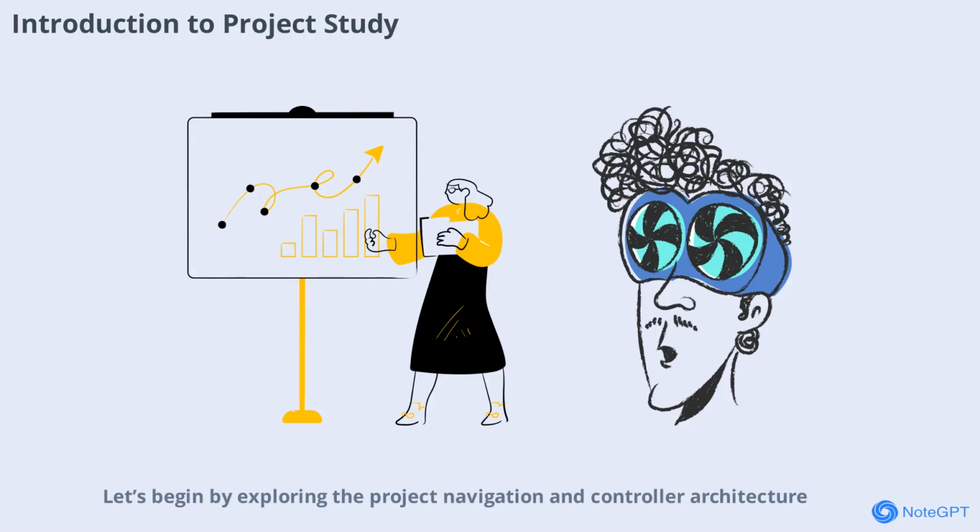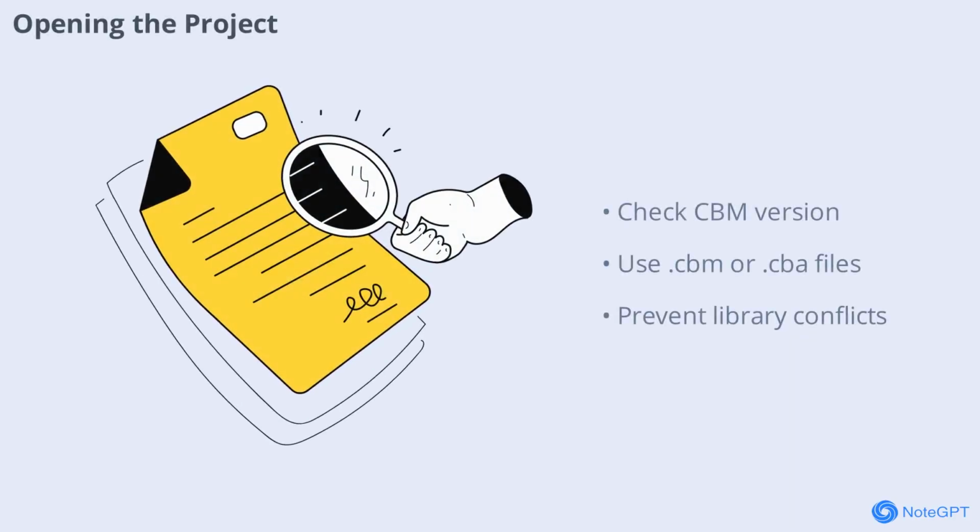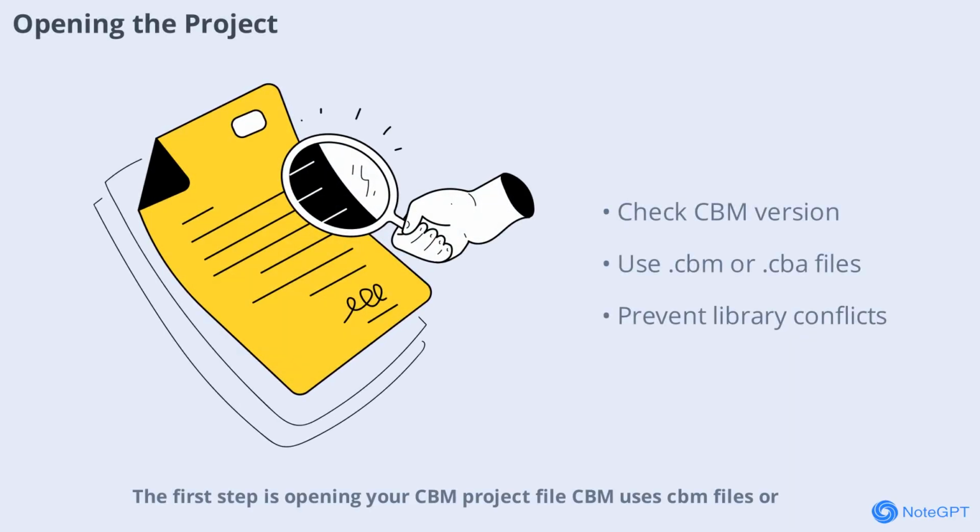Let's begin by exploring the project navigation and controller architecture. First step is opening your CBM project file. CBM uses CBM files or CBA archives, and it's crucial to ensure your software version matches the design office's version. This prevents library conflicts and connection issues that could delay your work. Always double-check the version information before proceeding. Once you've confirmed compatibility, you can safely open the project and begin your study. This attention to detail at the outset sets the stage for a smooth commissioning process and helps avoid unnecessary troubleshooting later.